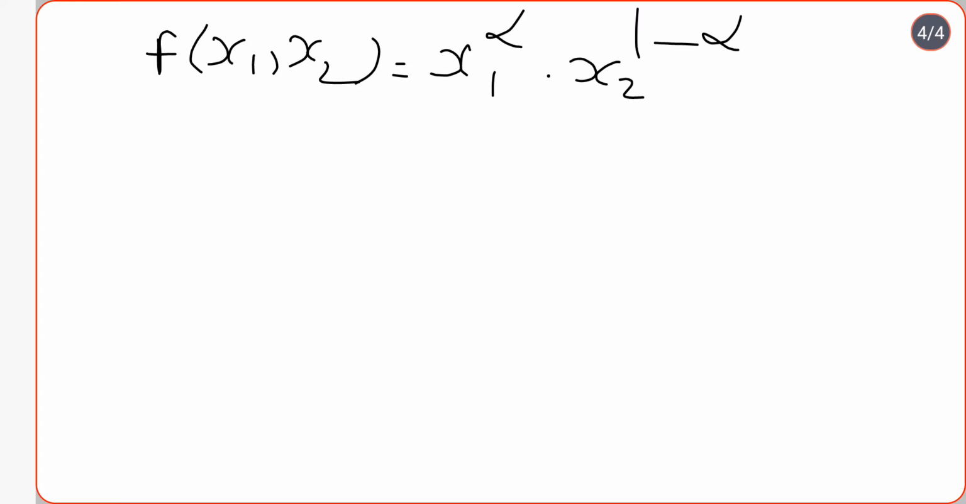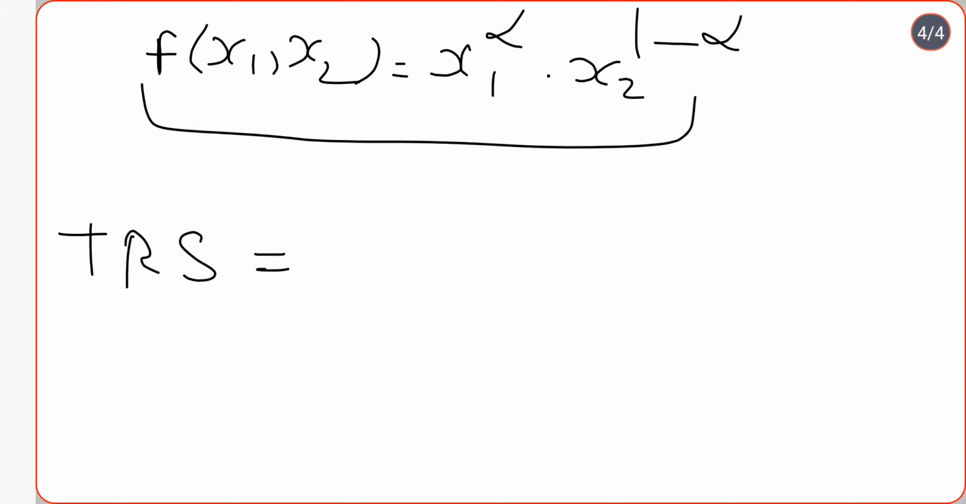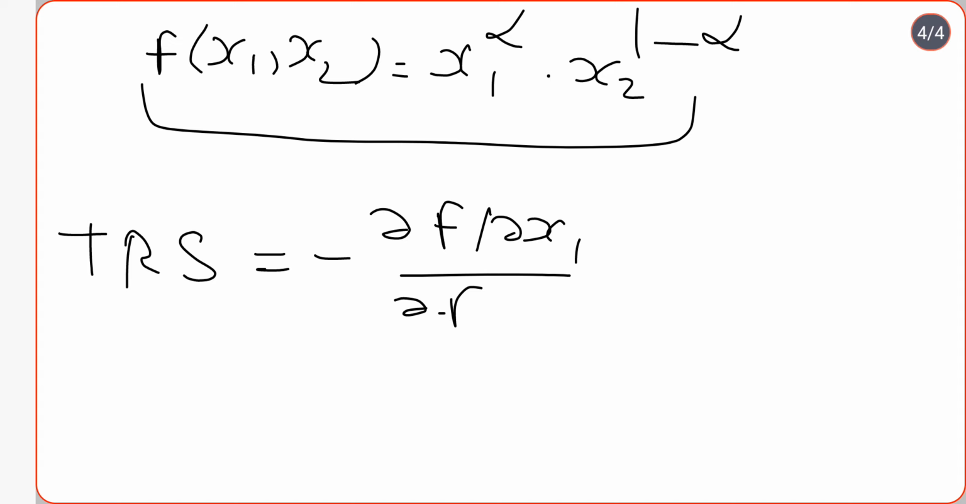Suppose a production function is given as f of x1 and x2 equal to x1 to the power alpha into x2 to the power 1 minus alpha. We all know that this is basically a Cobb-Douglas production function. So for getting to the TRS, we have to derive the TRS from this production function. What is the formula of TRS? TRS is basically minus del f by del x1 divided by del f by del x2.